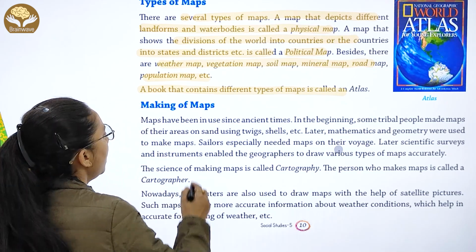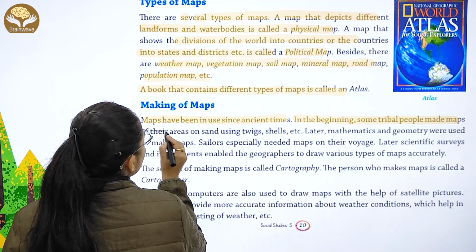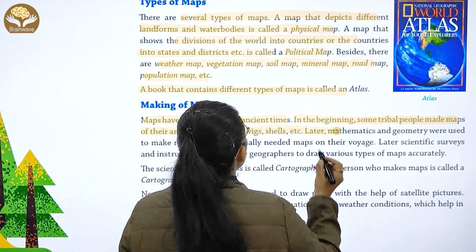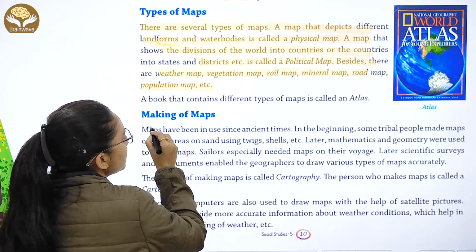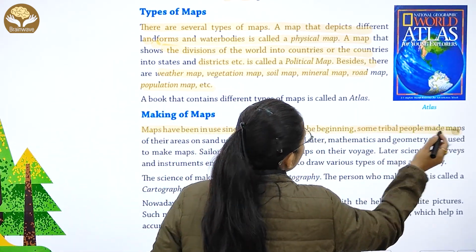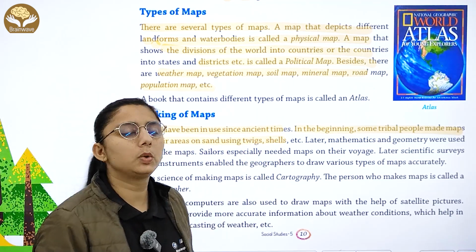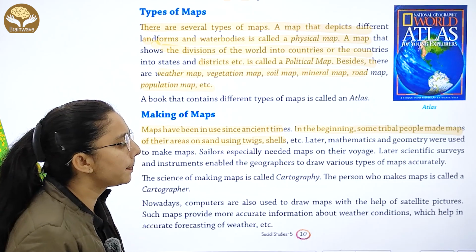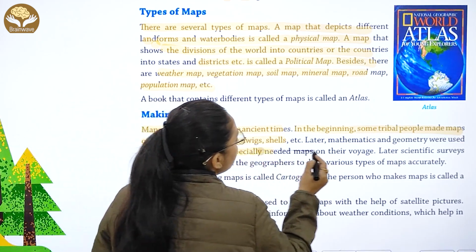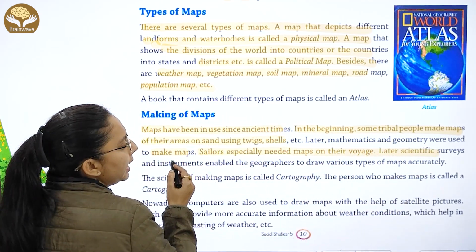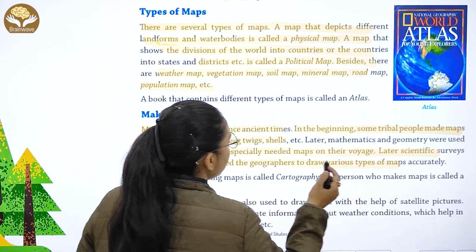Next chapter is making of the maps. How do we make the maps? Maps have been in use since ancient times. In the beginning, some tribal people made maps of their areas on site using twigs and shells. Later, what happened? Mathematics and geometry were used to make maps, and sailors especially made maps of their voyages. Later, scientific surveys and instruments enabled the geographer to draw various types of maps accurately.